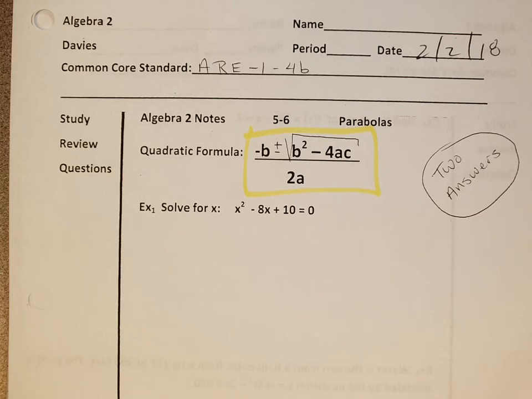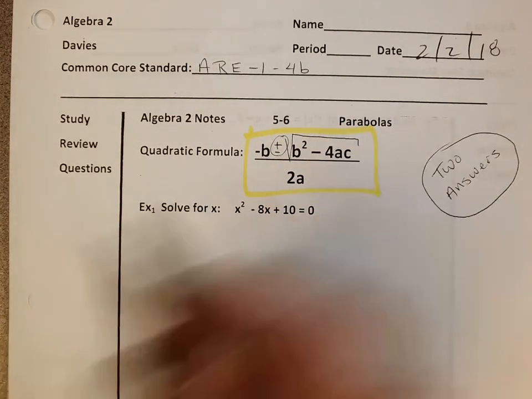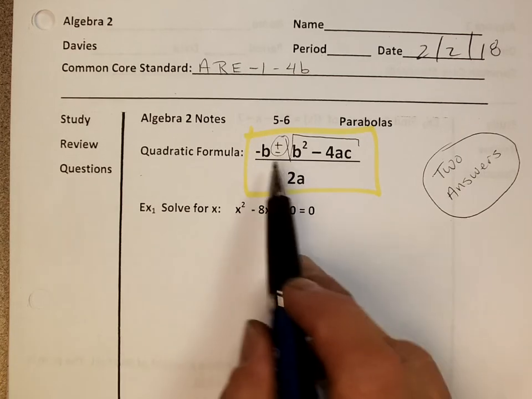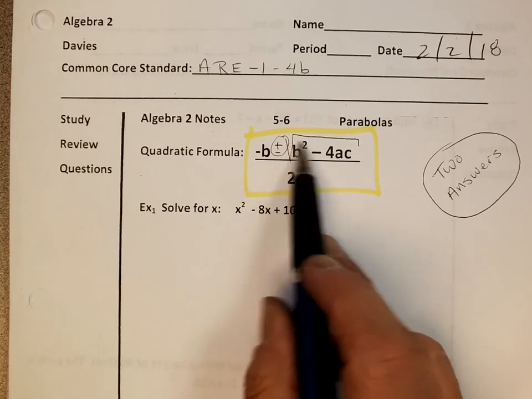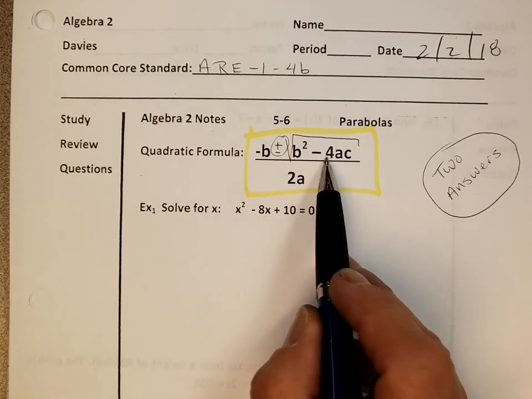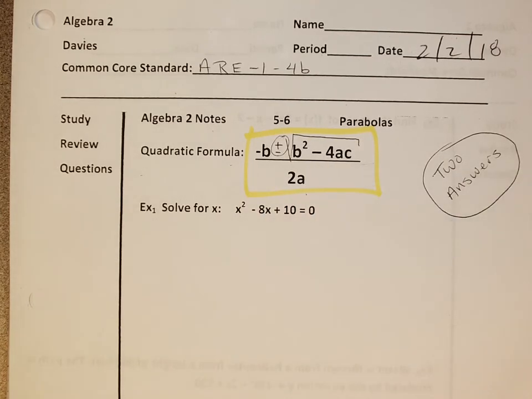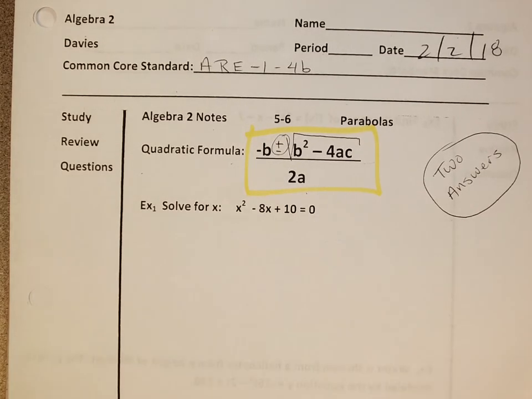Now remember, before you even start, always two answers, right? That's why you have a plus or minus here. We talked about that. So the quadratic formula: negative b plus or minus the big square root of b squared minus 4ac, all over 2a. This will allow us to get answers for any quadratic. We're going to have to sometimes get calculator answers, but any.